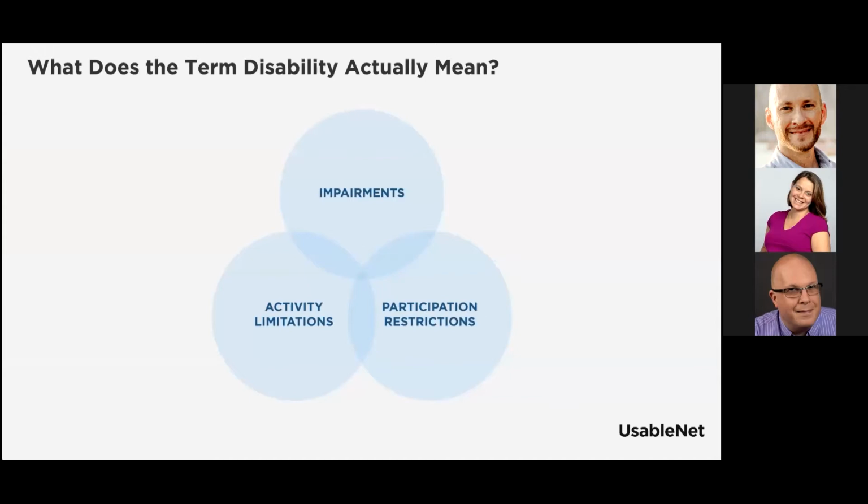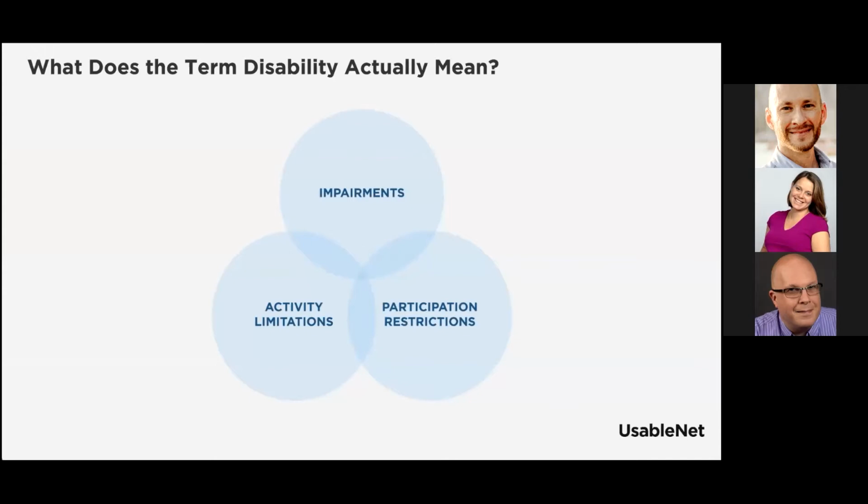So let's start with an impairment. An impairment is a problem in body function or structure, which may lead to an activity limitation, which is a difficulty encountered by an individual in executing a task or an action. And as a consequence of an activity limitation, someone may come across a participation restriction, which is a problem experienced by an individual in involvement in life situations.